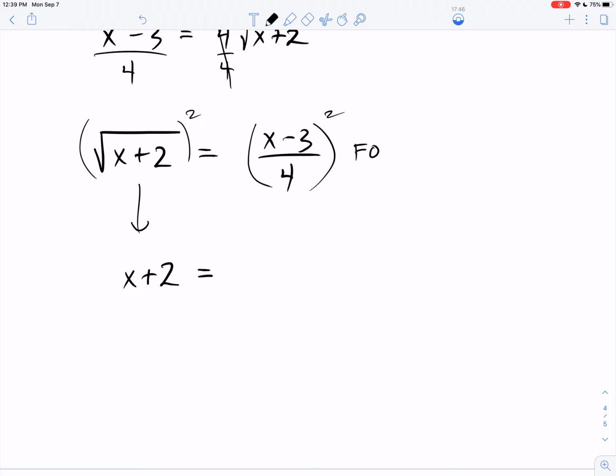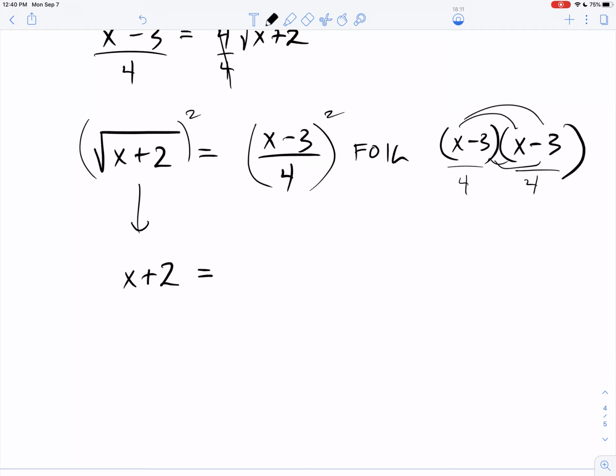It means FOIL. But it's got a 4 in the bottom. That's okay. In the top part, you're going to be doing this times this. That's what you're doing in the top. In the bottom, you're going to be doing this times this in the bottom. So you're going to get a 16. It's okay. 16 is a number. Well, what do I do? Well, let's FOIL the top. If I FOIL in the top, I will get x squared minus 6x plus 9.